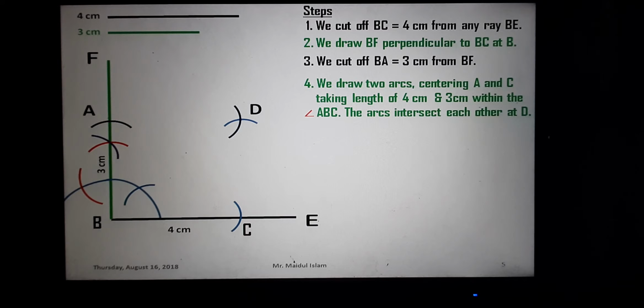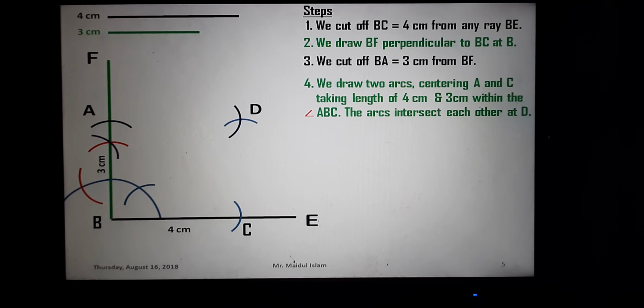Again I'm telling, centering A, taking length of 4 centimeter, we draw an arc, and centering C, taking length of 3 centimeter, we draw another arc within the angle B, and these two arcs intersect at D.